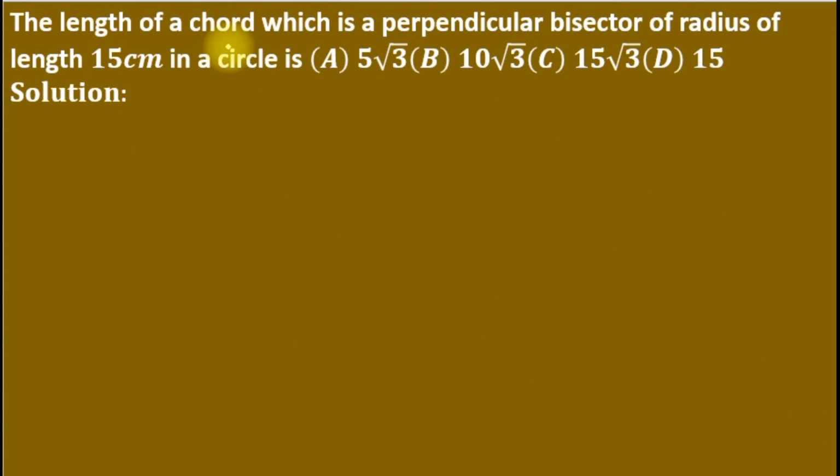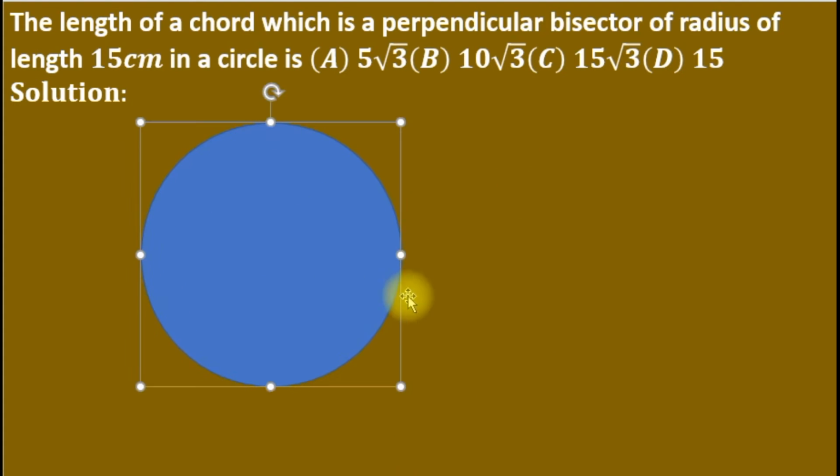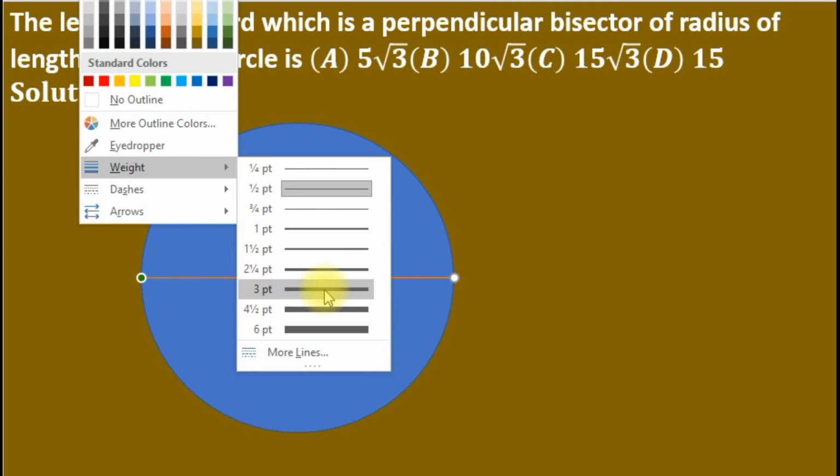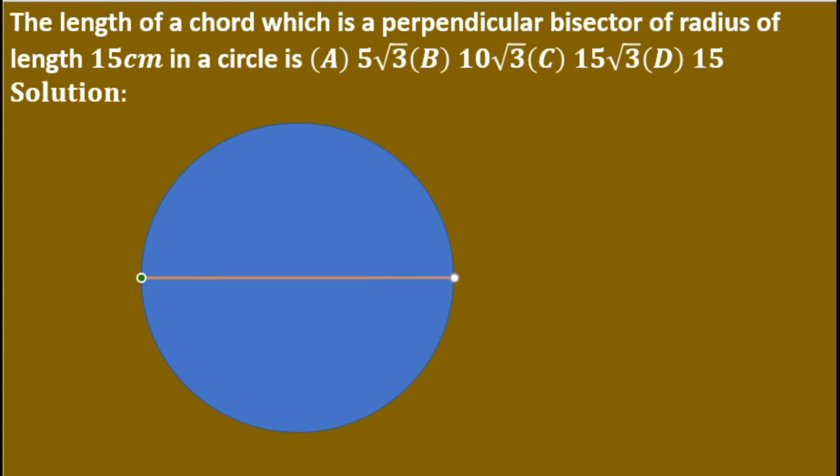Next: the length of a chord, which is a perpendicular bisector of a radius of length 15 cm in a circle, is dash. Okay, let's draw the circle first. This is the circle. So they said radius. Okay, let's connect. So let's draw another perpendicular bisector of the radius.